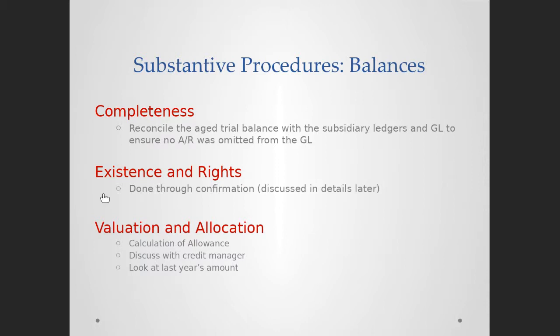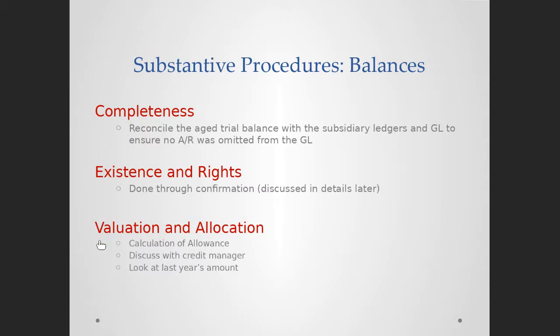The next management assertion is existence and rights. This is done through confirmation, and I'm going to talk about this in just a few minutes in detail. This is done through sending letters to the customers of the client, and I'm going to show you the process in just a second. It tests whether the accounts receivable actually is a real accounts receivable, which is existence. The second, it tests the rights, whether the accounts receivable actually belongs to your client or not. Okay, so we're going to test this in just a second. We're going to go through this in just a few minutes.